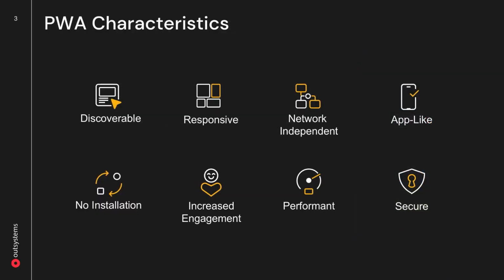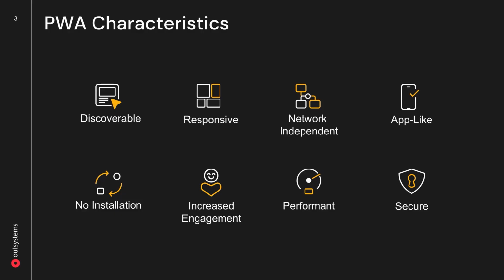Before I show you how to create a PWA in OutSystems, here are some other benefits of building progressive web applications. PWAs are discoverable, which means that they can be found by the typical search engines on the web. They're also responsive, meaning that they should look good on various screen sizes. They're network independent, which means that they can work offline and they can take advantage of the offline storage capabilities.